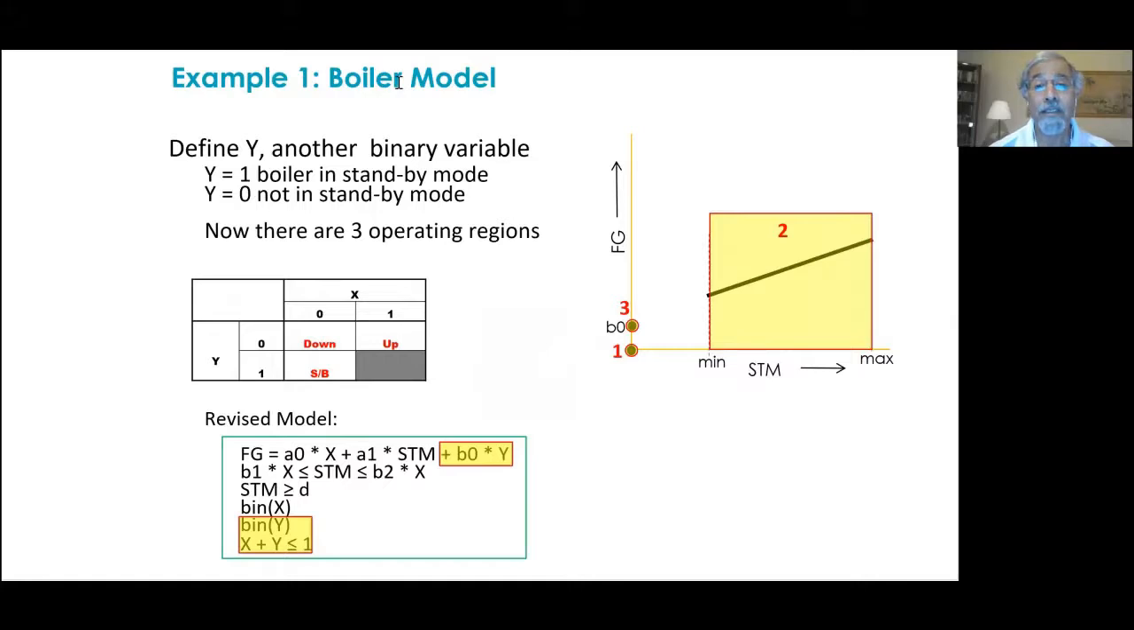Another interesting operating point is when the boiler is on standby. It is not producing steam, but consuming fuel and is ready to produce on a very short notice. So this would require another integer variable, call it Y. Y equals 1, the boiler is in standby mode. Y equals 0, it is not in standby mode. And we can update our model. In this model, you can analyze it. It represents 3 operating regions, 1 and 2 as we discussed before, and operating point 3, which is the standby mode. It's consuming fuel, but not producing any steam, but ready to produce on a short notice.